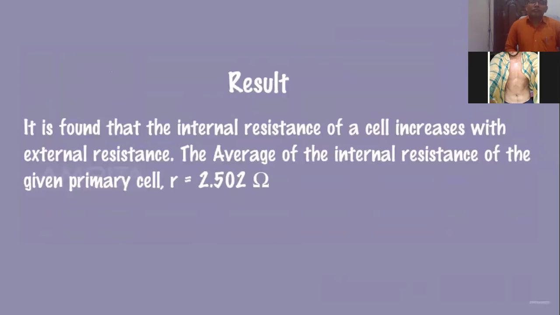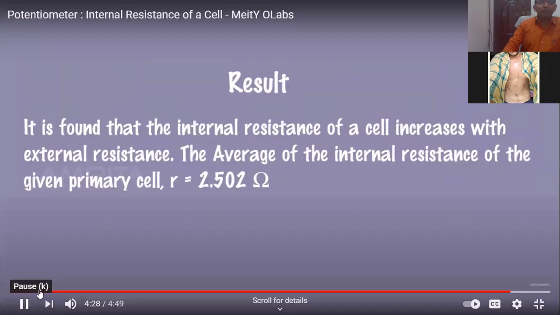From the experiment, it is found that the internal resistance of a cell increases with external resistance and the average value of internal resistance of the given primary cell is 2.502 ohm.